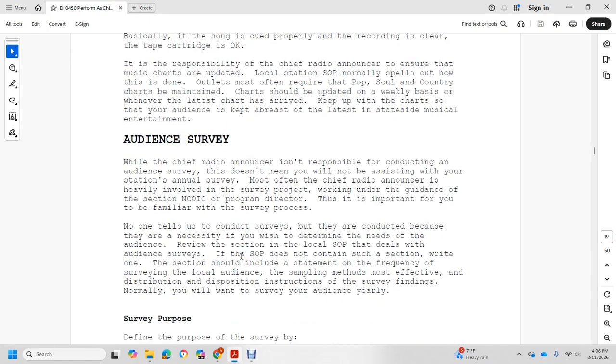The chief of the radio announcers is responsible for the audience survey, but that doesn't mean he will not be assisting with the station's annual survey. Most often, the chief of the radio announcers is heavily involved with the survey project, working under the guidance of the section NCO.